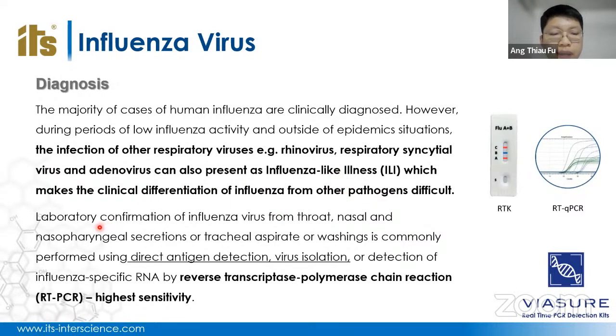The lab can do the confirmation by getting a sample swab from the throat, the nasal, the nasopharyngeal, or a tracheal aspirate. It's also quite common to use direct antigen detection, that means using the rapid test kit, or you can isolate the virus through culture, and the last one is qPCR. The real-time reverse transcription qPCR technique is a more sensitive method. So either a rapid test kit or real-time qPCR. This is the most common method currently used in all labs.